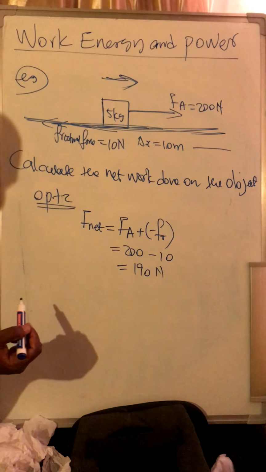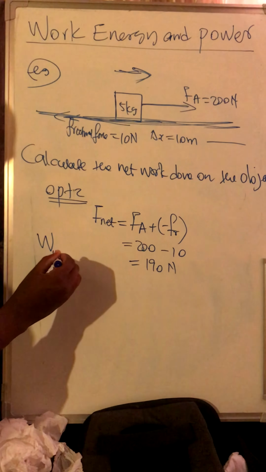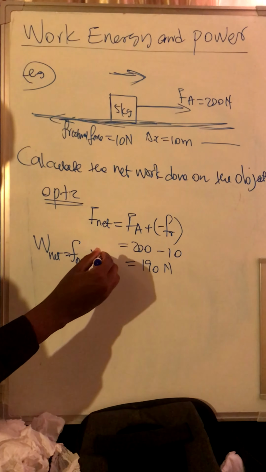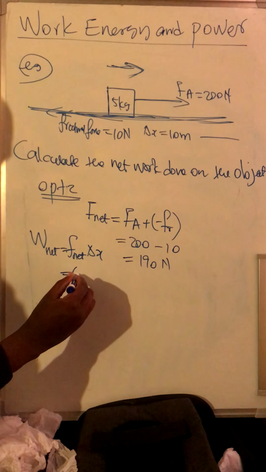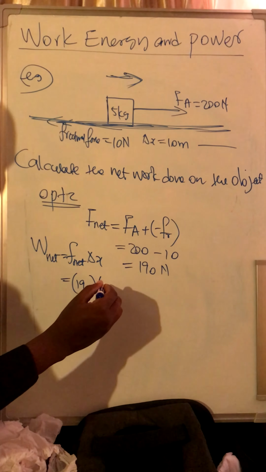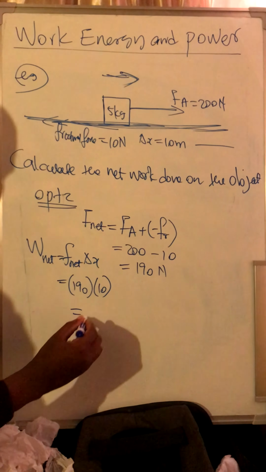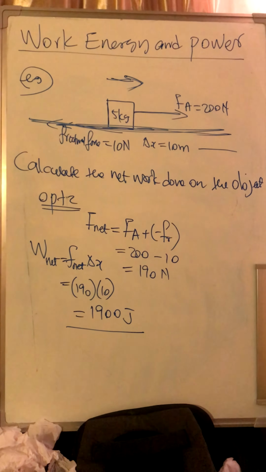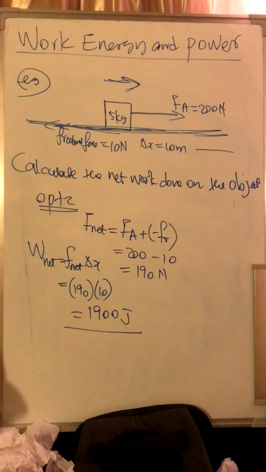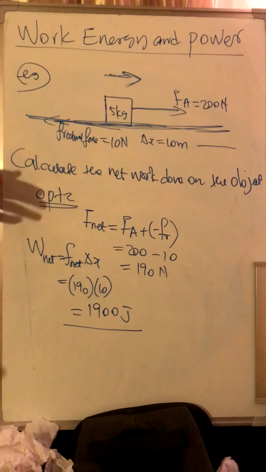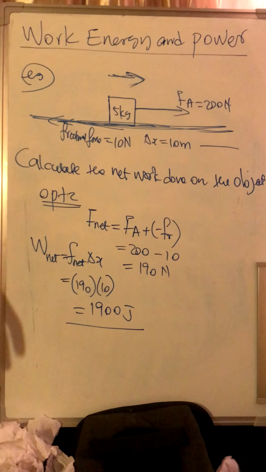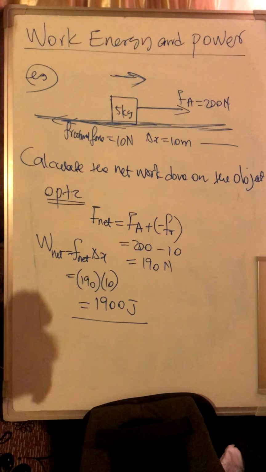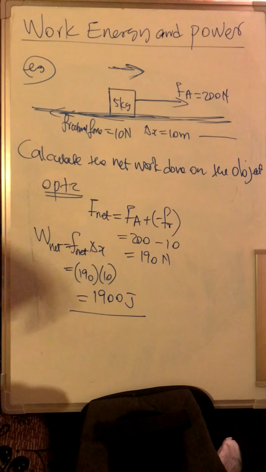And then someone can come and write work net is equal to F net times change in x. What is the F net there? It's 190. Change in x, it's 10. So what is the work net on the object? 1900 what? Joule. You see? Two options, they give you the same answer. That means this is how you calculate the net work done on the object as it moves along the horizontal surface. Now, let's take this object and take it up on the incline.